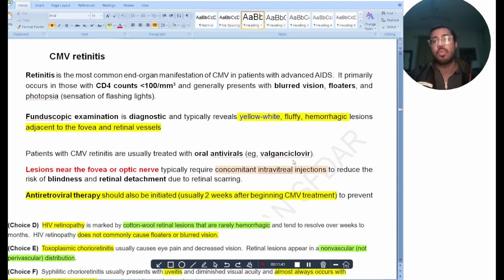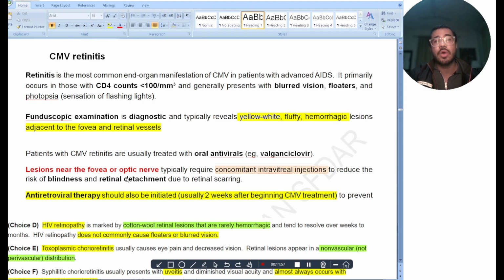We can't use the topical ones because the problem is in the retina. It's a deeper eye structure. It's not the cornea. It's not the iris. It's not the conjunctiva. Those are superficial. You can use topical in that case, but it's deeper, so you're gonna use oral antivirals.